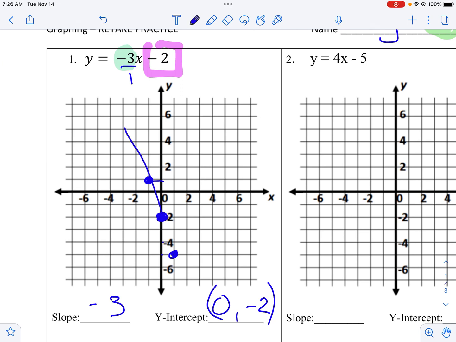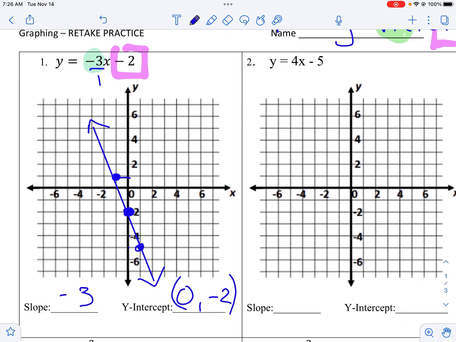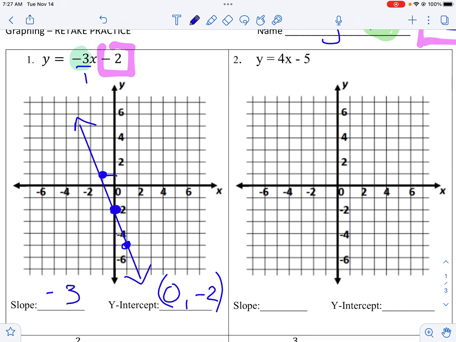Now what we're going to do is we're going to connect those 3 dots in a nice straight line down. And then I'll put an arrow so I know that it's going in both directions. Okay, so now we're going to repeat the process. So let's look at number 2. Now my slope there is 4, and I have a y-intercept of -5.